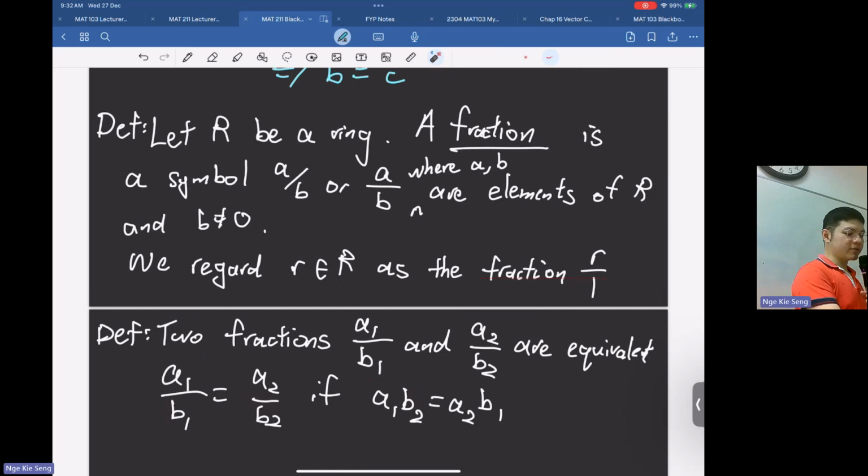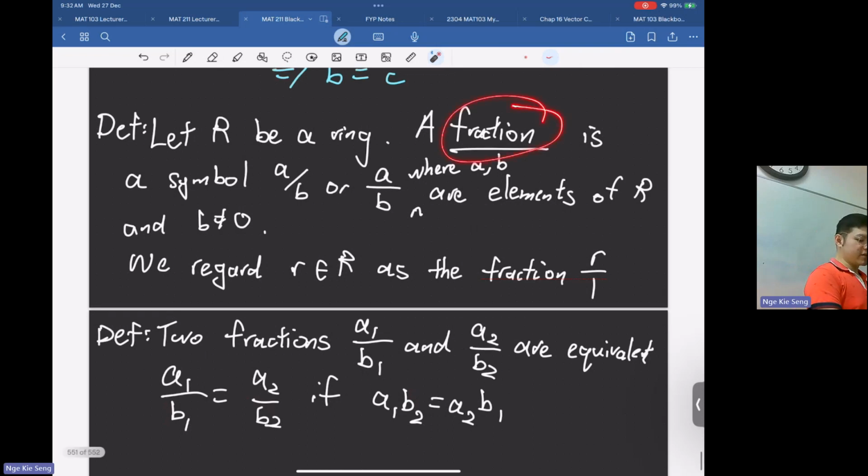To be precise, we can define this fraction as a symbol A over B. We define A to be the numerator and B to be the denominator. But it still doesn't make sense, because our ring will be a different ring, not numbers, but sets, functions, even functions. Actually, you have seen fractions of functions before, F over G. So it's just a symbol.